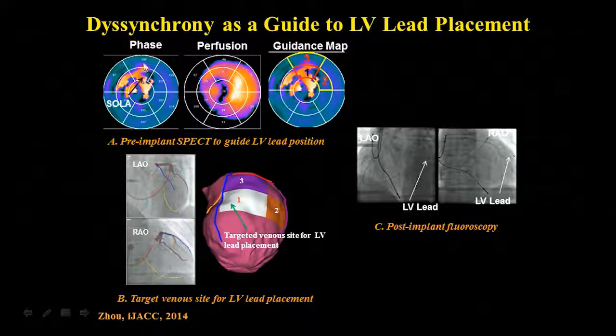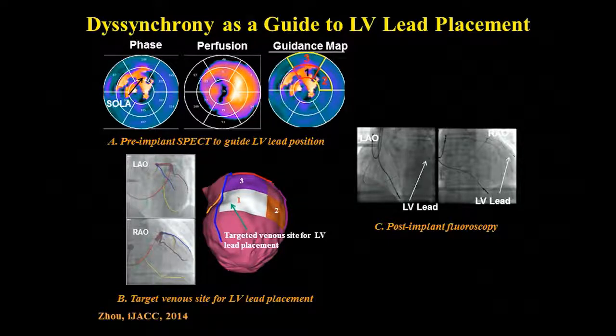In this case, the basal anterior wall was the last to contract, which is also viable and doesn't have scar, and also provides you a guidance map. So 1, 2, and 3 here refer to the segments of the left ventricle that the software says are appropriate for lead implantation in that order. So 1 would be the mid anterior wall, 2 would be the mid anterolateral wall, and 3 would be the basal anterior wall.